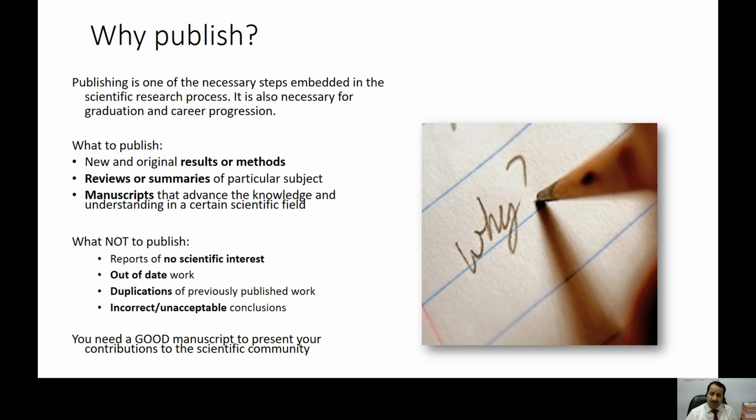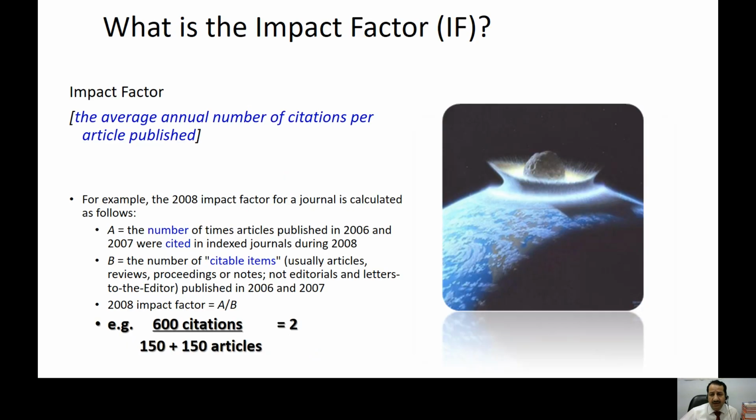Manuscript: when you make an advancement or improvement in a scientific field, in any topic, but you make some improvement. Sometimes it is a case study, where you apply it in a specific location or situation for specific reasons. Also, you can publish it. What not to publish is work of no scientific interest, a report, for example, that is out of date, or duplication, or incorrect or unacceptable conclusions. So you need to think twice before publishing your results, whether it is useful for the scientific community or not.